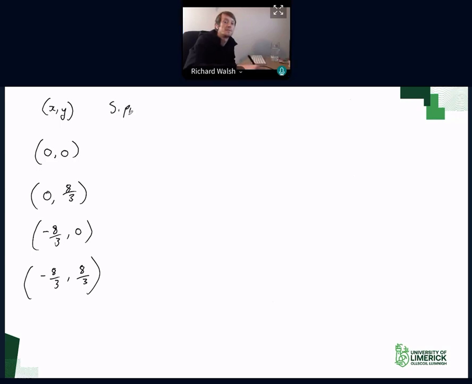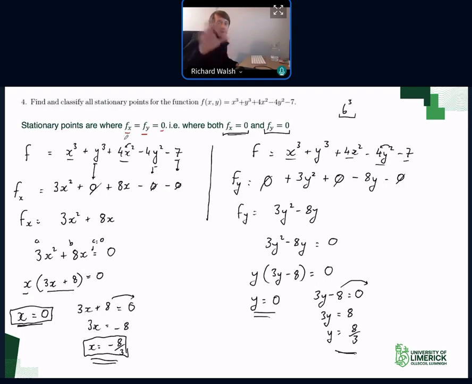I should say stationary, because I don't know if you've covered something called singular points in the module, but there's also something called singular points. So just write stat points. So they're all my points. We have 4 of them. So that's finding stationary points of a multivariable function. It's not just a single variable. We've 2 different variables in there. That's finding them. We're also asked to classify them.